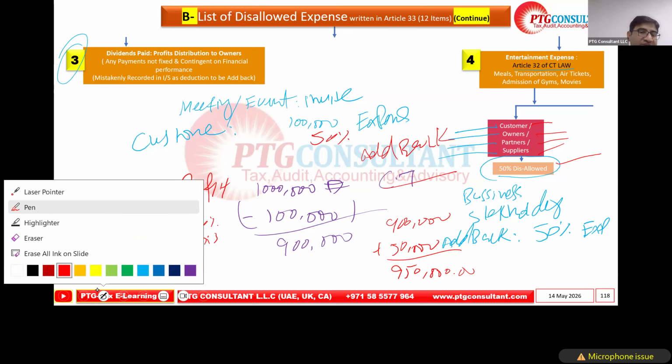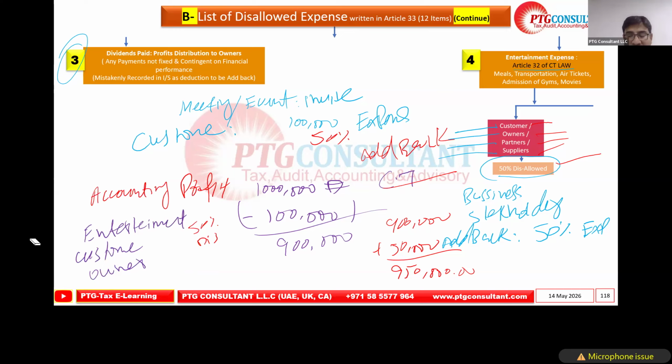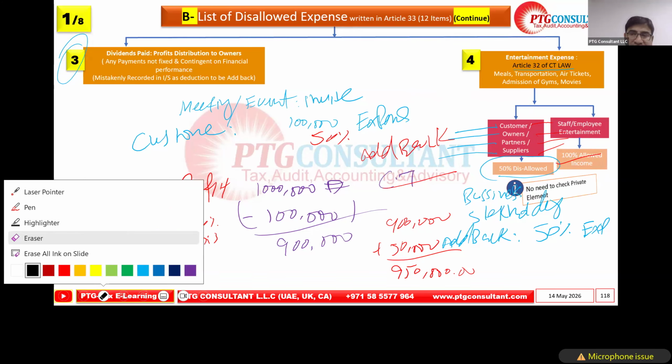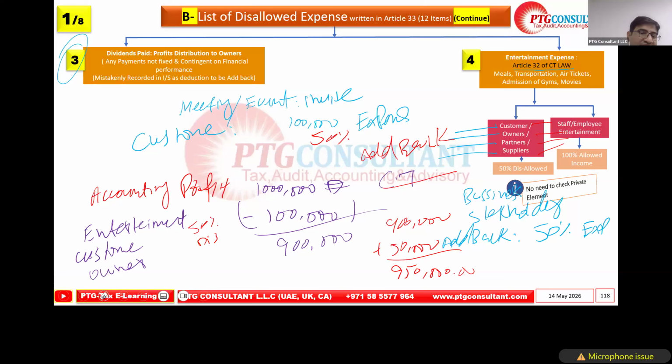Let's take the same scenario. Here we took the customers. Here they said there is no need to check the private element, standalone, same formula. The second is the staff or employee entertainment. Here we have 100% allowed. Whatever expense we paid to the staff or employee is deductible.